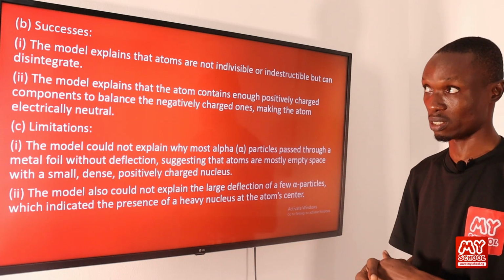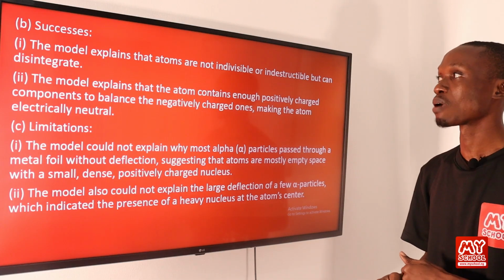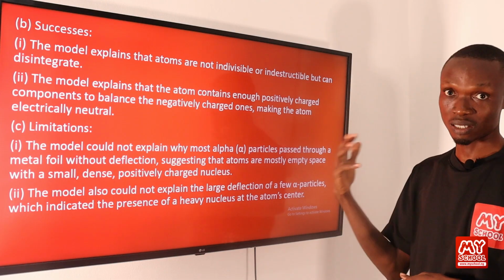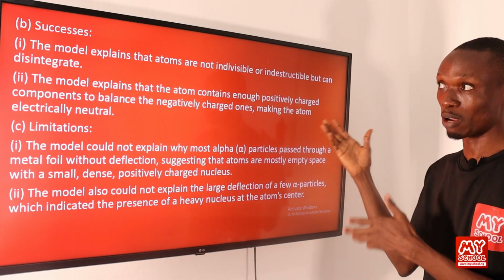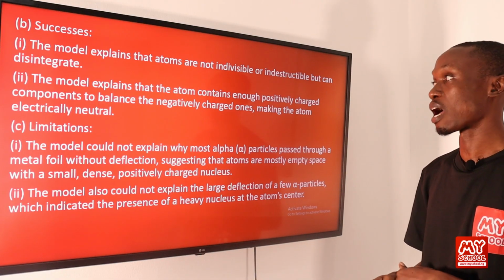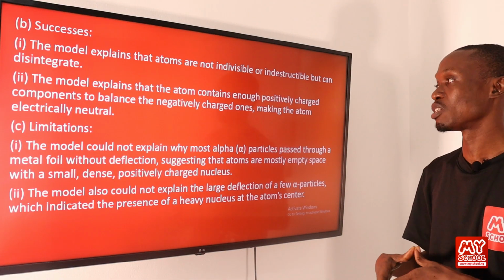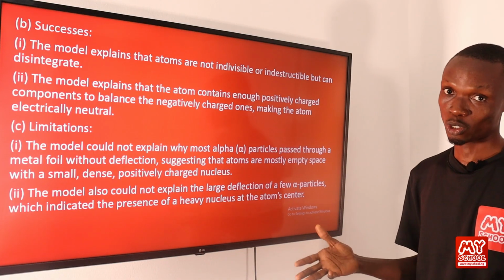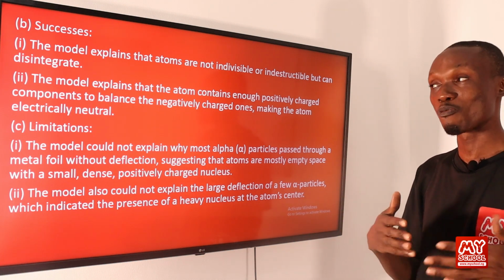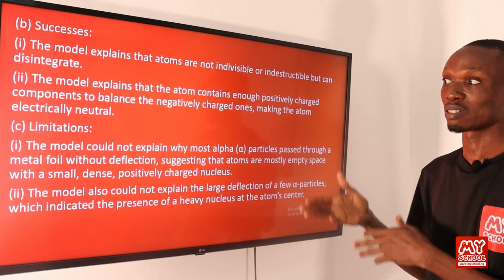Now let's talk about the successes of Thomson's model. So 1, the model explains that atoms are not indivisible or indestructible, but can disintegrate. If you are a student of chemistry, then you understand this better. Then number 2, the model explained that the atom contains enough positively charged components to balance the negatively charged ones, making the atom electrically neutral. Now remember that for an electrically neutral atom, the number of protons is equal to the number of electrons. So basically that's what the number 2 success is talking about.